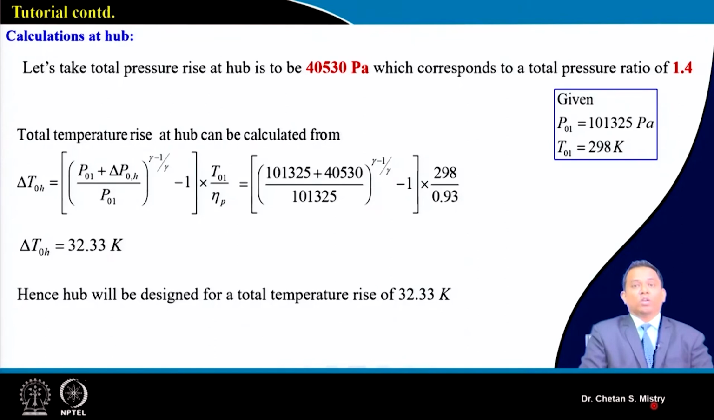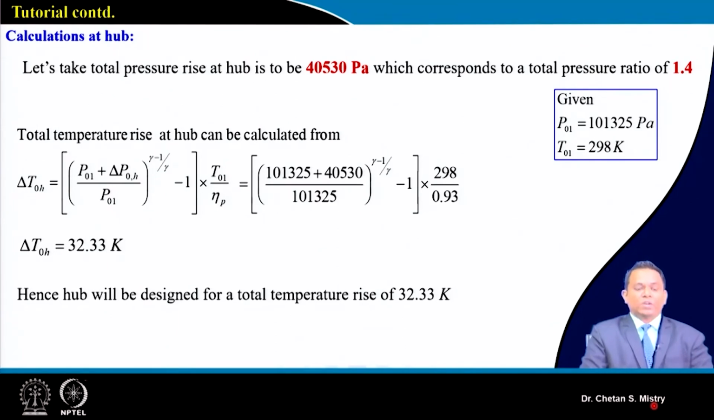Okay, so for the sake of understanding, for simplicity, we are assuming our pressure ratio expected at the hub to be 1.4. That is giving me my total pressure rise expected to be 40530 Pascal. So do not get confused about where this number is coming from. Approximately we are assuming our pressure ratio of 1.4.